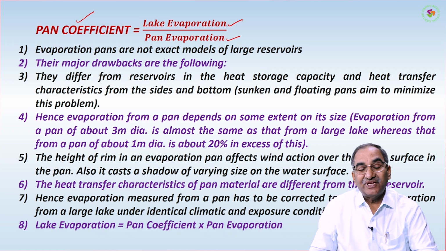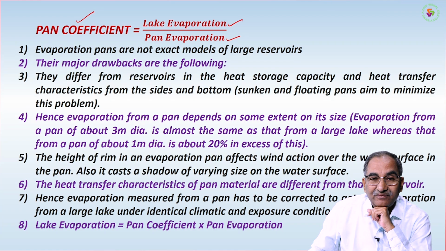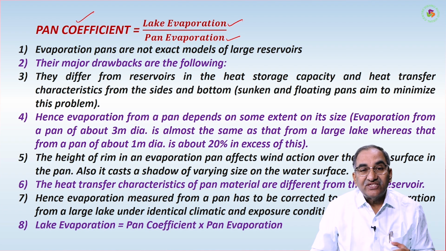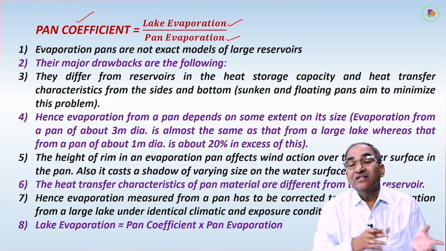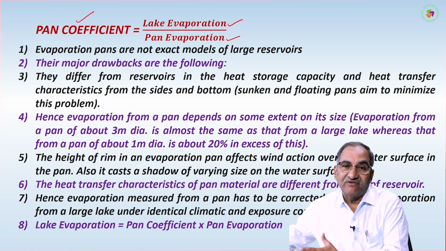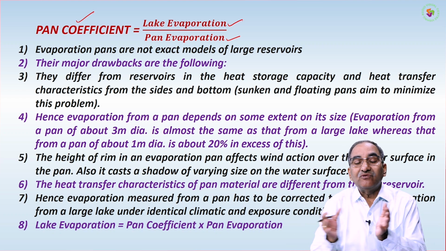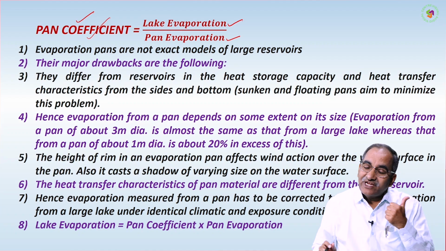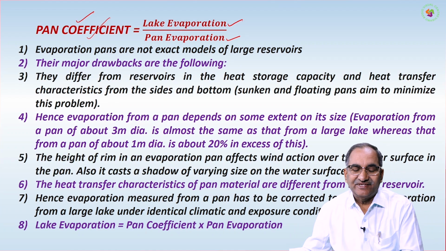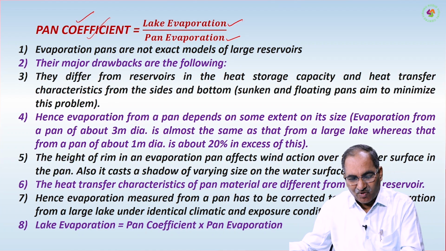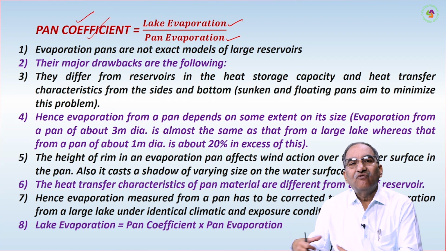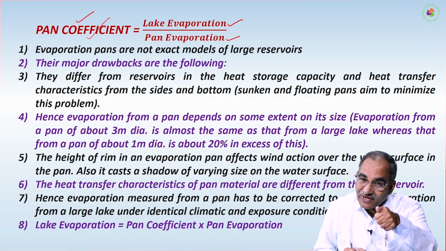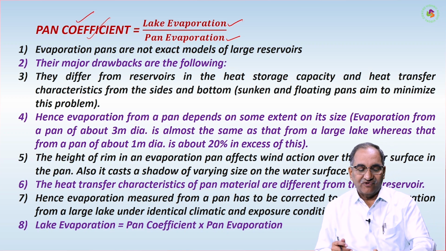Can I take whatever water evaporated from the evaporation pan as the full evaporation? Definitely no, because the conditions in the evaporation pan are different. The conditions in the lake or reservoir or river are completely different. But how to make a correlation? That correlation is made through the pan coefficient. What is the pan coefficient? What is the evaporation from a lake, what is the evaporation from a pond, what is the evaporation from a reservoir, what is the evaporation from a river, divided by the evaporation which you measured from the pan. So this is the pan coefficient.